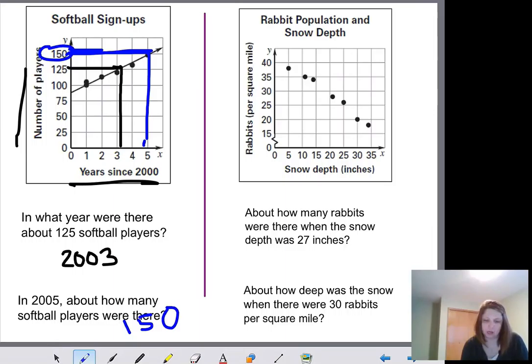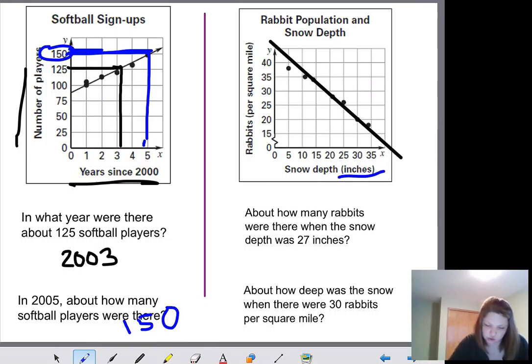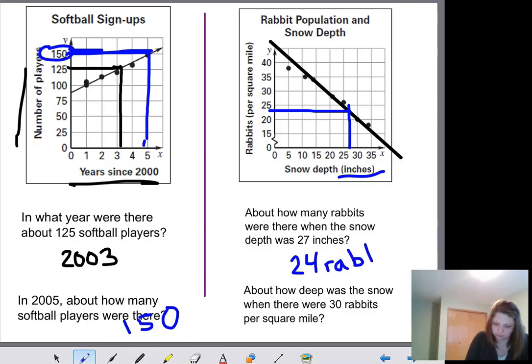Another example: how many rabbits were there when the snow depth was 27 inches? So 27 inches. Well, in this case, the line of best fit will definitely go something like this. It's in the middle. So let's take a look. 27 inches, this is the inches, 27 will be somewhere here. And if I draw a line, this will give me about 24 rabbits were there when the snow was 27 inches.